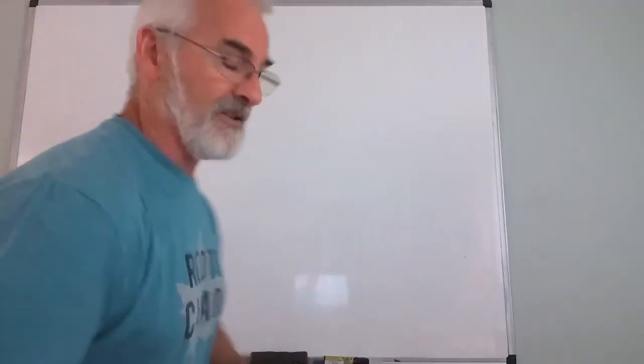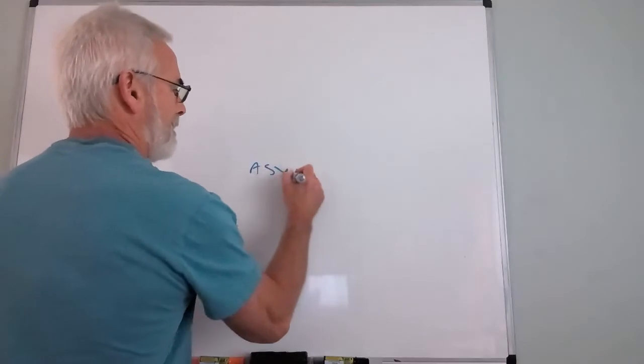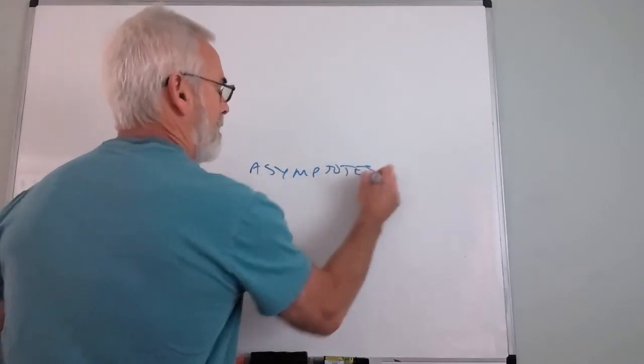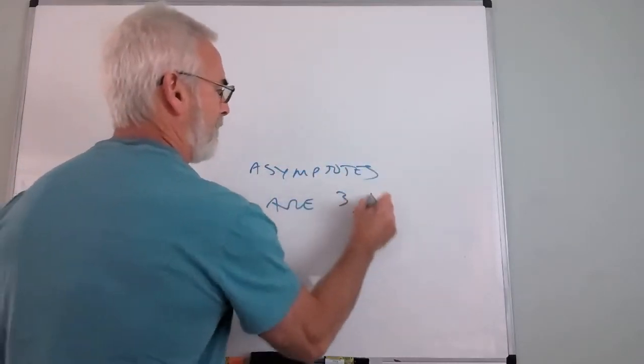Now, the other thing is on an asymptote. If I said to you, all right, my asymptotes are 3, 5, and 7.